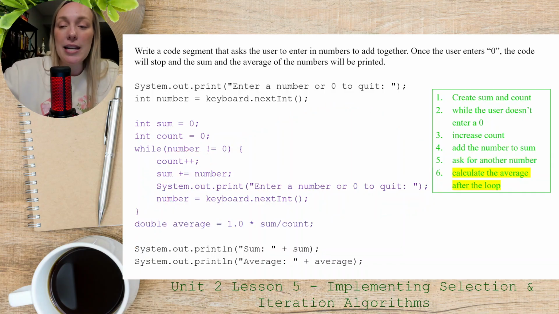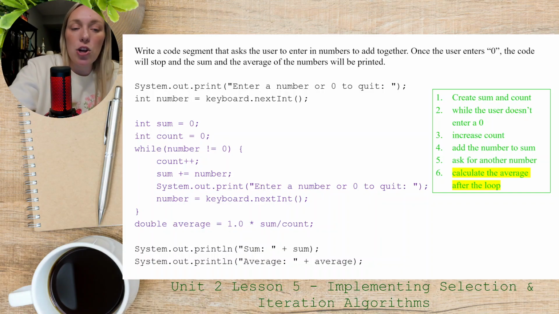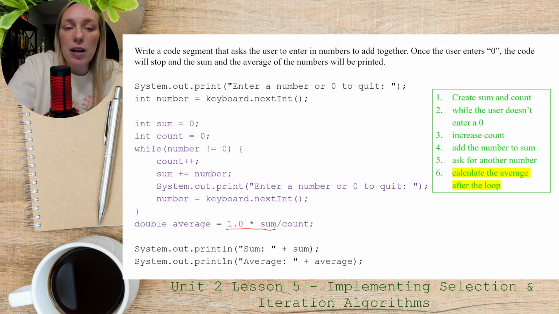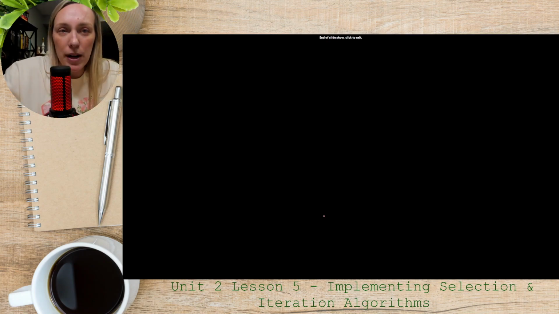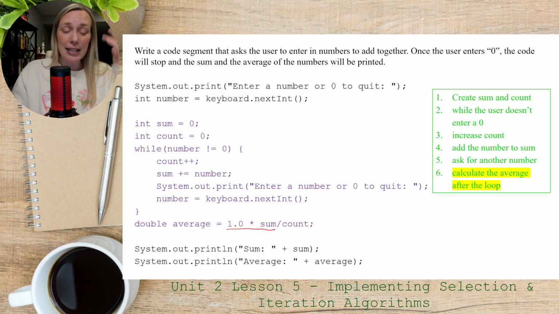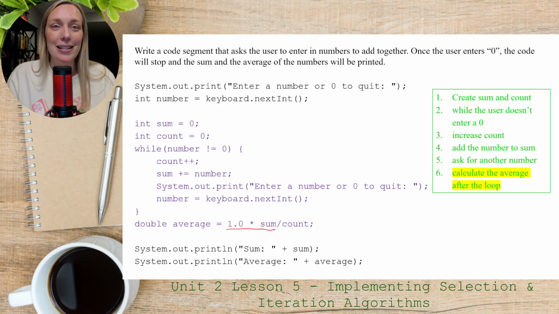Okay. Now we want to calculate the average and print off the sum. So average is going to be a double. So I'm going to first typecast the sum into a double and then divide by count. Okay. Oops. And that's the end. I didn't realize that was the end. I was having so much fun.